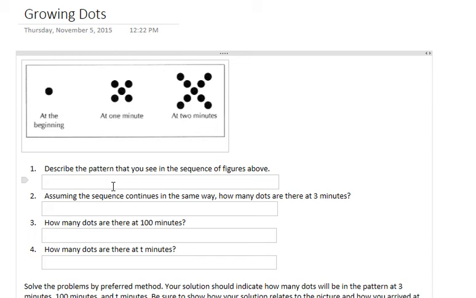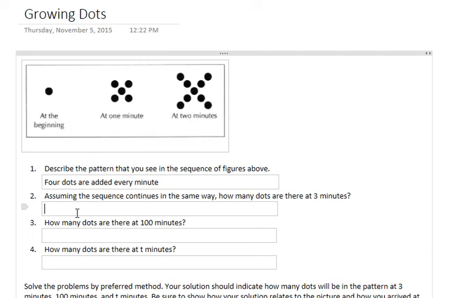First, it's asking us to describe the pattern that we see in the sequence of figures. So we start here with 1 dot in the middle, and then it looks like we had 4 dots along the side, making a little flower shape. And then at each minute, it looks like we just add on 1 more dot to each petal. So 4 dots are added every minute. That's really it. We don't really need to say much about the petals.